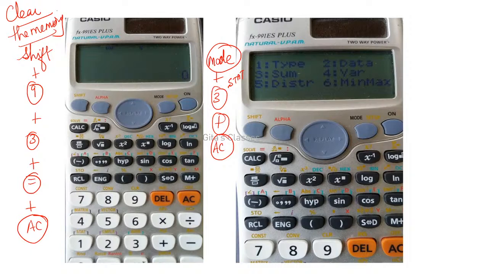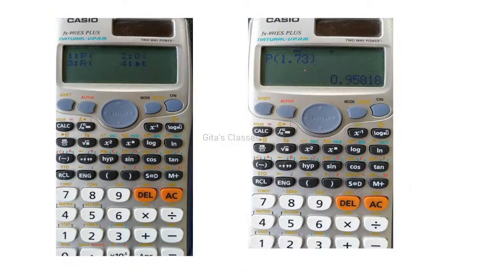You will be getting this screen. Type, sum, distribution, data, variance, min, max. Now we are going to use distribution, remember. Then press 3. You will be getting this: P of, Q of, R of and T. We are not going to use T now. We want only P, Q, R now. T you can use for the T distribution. When we study the T distribution, I will tell you. So only the first 3, P, Q, R, can be used.